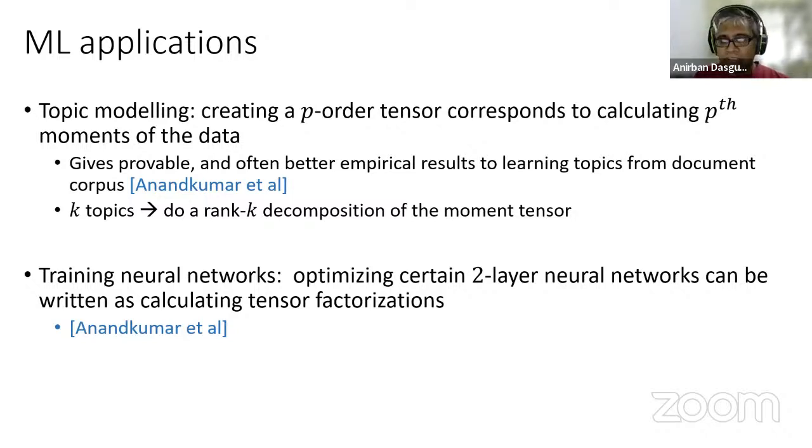This was the result of Anandkumar et al., right? That if I'm looking to get K topics that explain my data corpus, what I would do is create a p-ordered tensor, p equal to 3 is enough, and then I would do a rank decomposition of this moment tensor. This is called a moment tensor, right? And the same strategy has been used to train neural networks, that optimizing certain 2-layer neural networks can be written as calculating tensor factorizations.